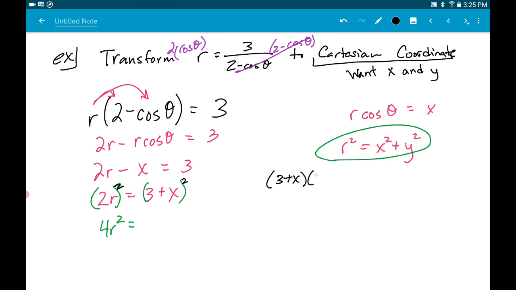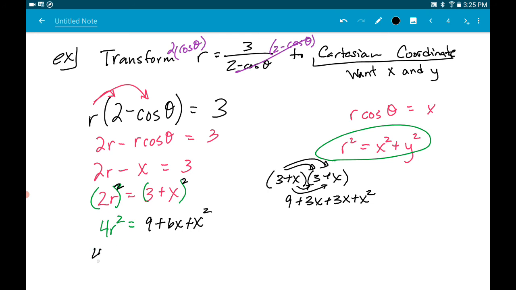So again, going back to Math 2, FOIL method, box method, you got 9 plus 3x plus 3x plus x squared. FOIL method, all that good stuff. So the right side, I've got this. But r squared is x squared plus y squared.